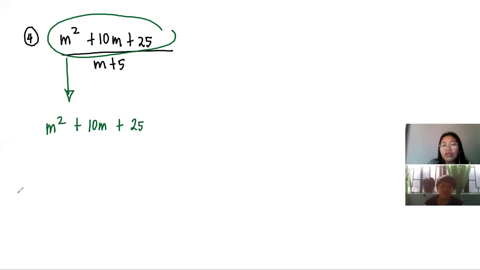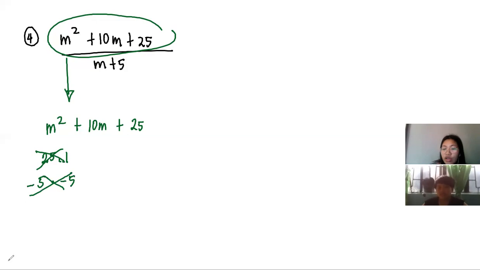What are the factors of 25? We could use 25 times 1. 25 times 1 is 25. But if you add 25 and 1, the answer is 26. Cannot be. What other factors does 25 have? Negative 5 times negative 5. Negative 5 times negative 5, the answer is positive 25. That's correct. But if you add negative 5 and negative 5, the answer is negative 10. This is positive 10. Not possible.